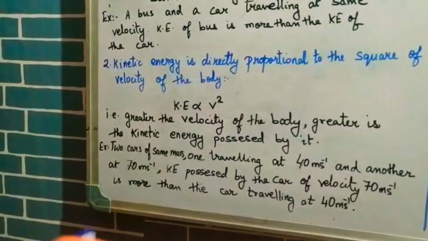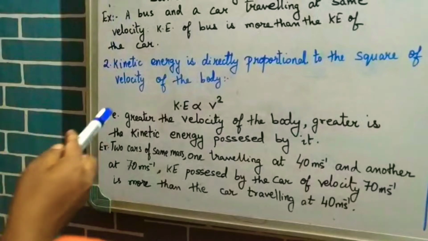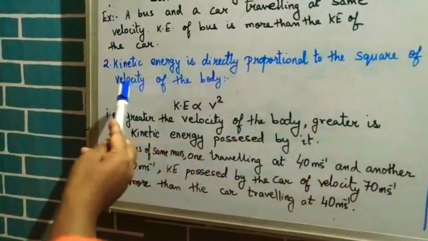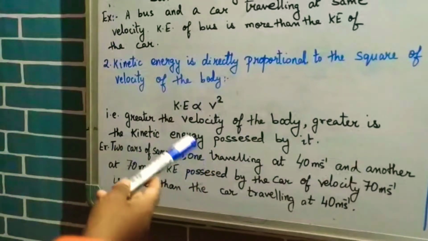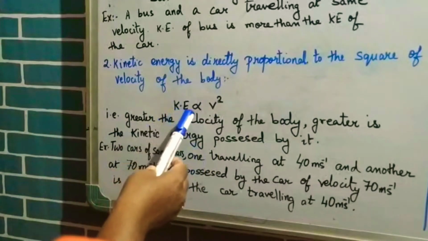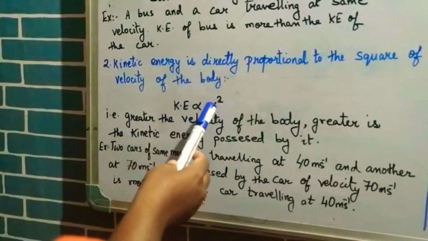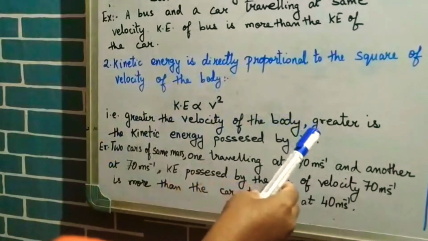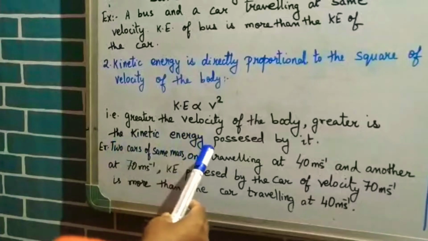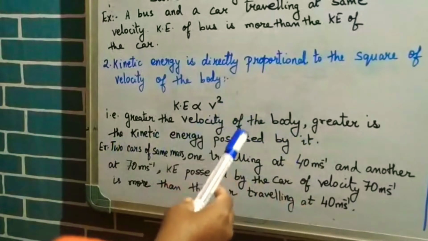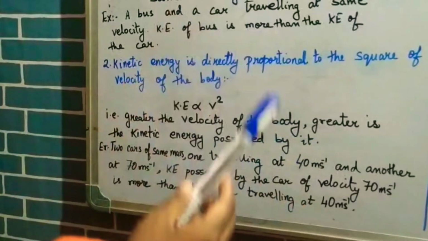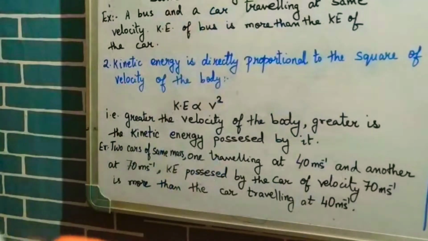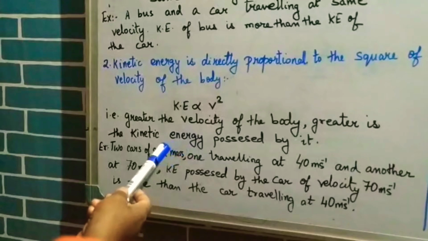The second factor affecting kinetic energy is that it is directly proportional to the square of the velocity of the body. Symbolically we write it as kinetic energy directly proportional to v square. Now this means greater the velocity of the body, greater is the kinetic energy possessed by it. That is, a body moving with a higher velocity will have more kinetic energy as compared to a body with less velocity.